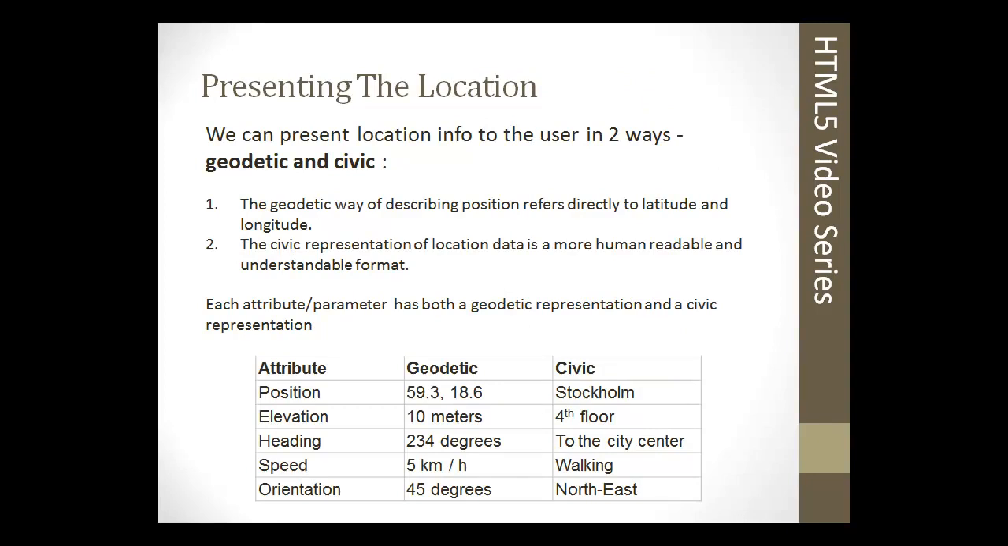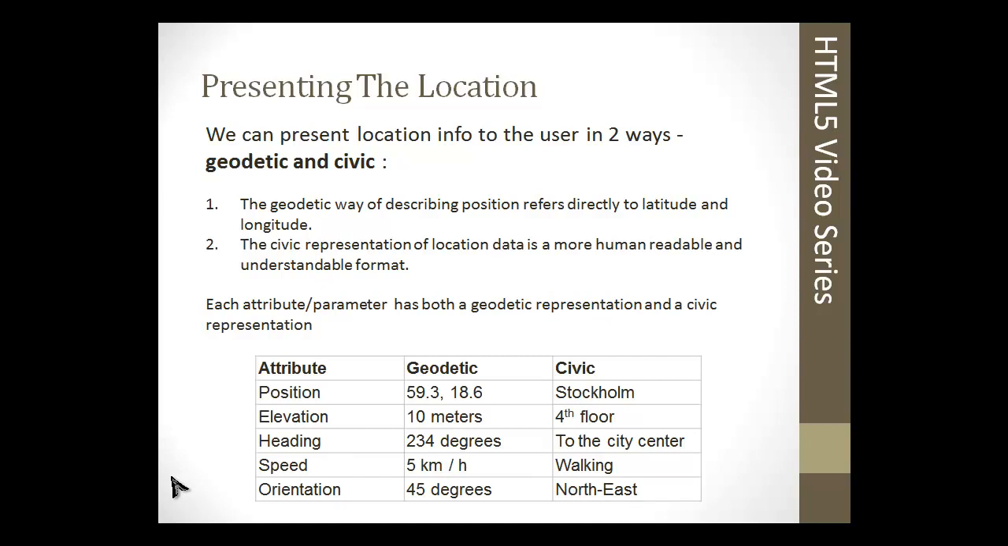So once we successfully obtain the position of the user, we want to present it to them. And we can do that in two ways. There's the geodetic and there's the civic representation. And you'll see down here each attribute has both a geodetic and a civic representation, and the civic is much more human readable, as you can see.